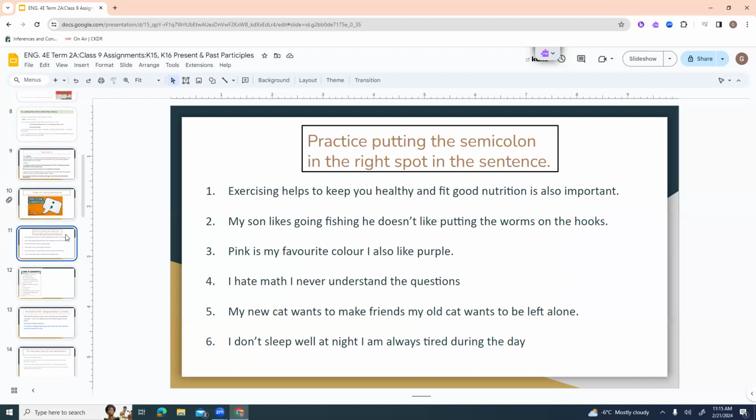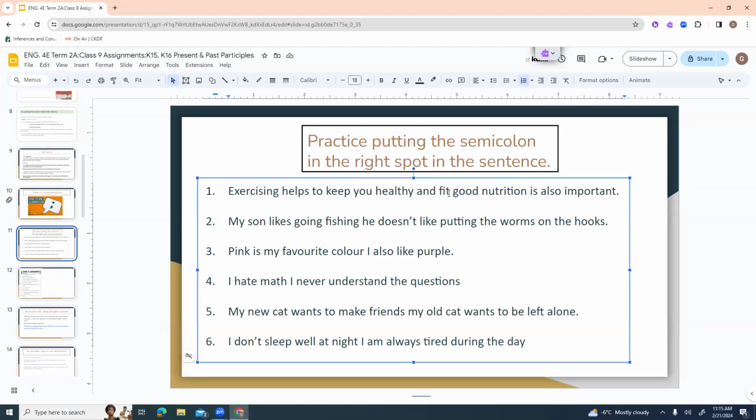Okay, so here we've got a bunch of sentences. We need to put a semicolon in there, and where would be the right spot in the sentence? Exercising helps to keep you healthy and fit. Good nutrition is also important. So where does that first sentence end? Because clearly they're joining two sentences. Exercising helps to keep you healthy and fit. That's where I would put a period. But in this case, they're trying to combine the two ideas that exercise and good nutrition work together.